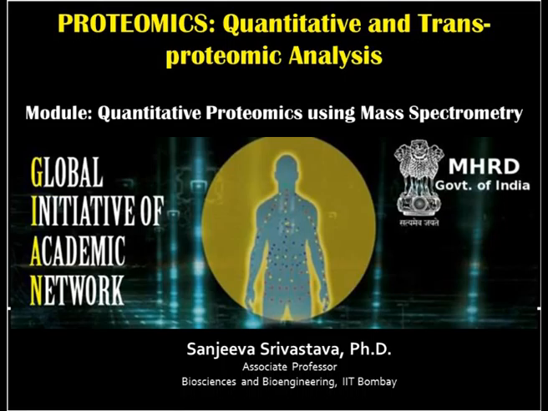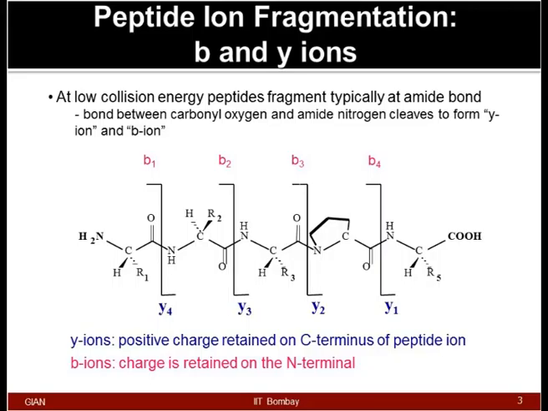Okay, so we are talking about quantitative proteomics using mass spectrometry, and we have discussed a variety of instrument platforms and a variety of approaches which one can use to do quantitative proteomics, right. As you know, during collision induced dissociation, when collision energy is applied, the peptide bonds are broken, and you can see B ions and Y ions getting generated.